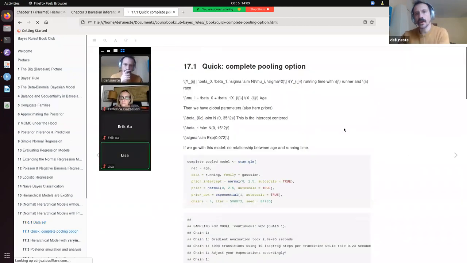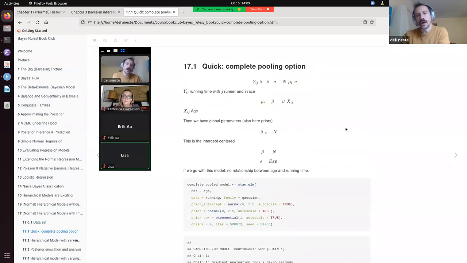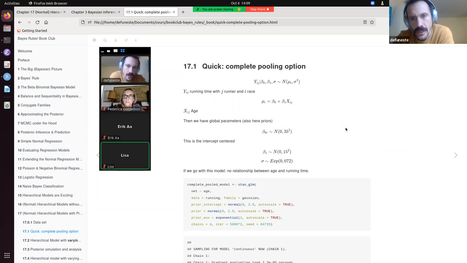First, we'll build a complete pooling model option. So we will not consider any link between the running times. We'll not consider that the runners' ranks will be correlated. So here we are trying to predict Y_ig, the running time in minutes, for runner g and race i. And this running time will follow a normal distribution.